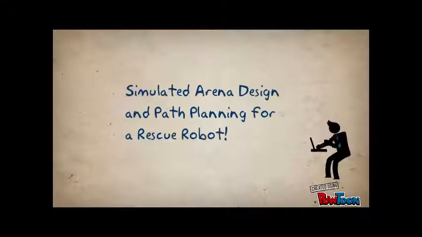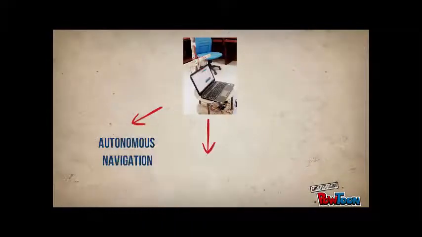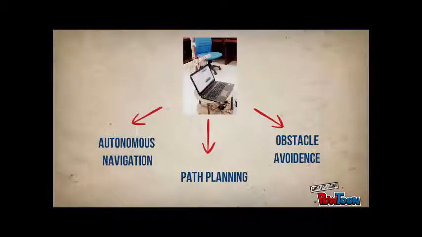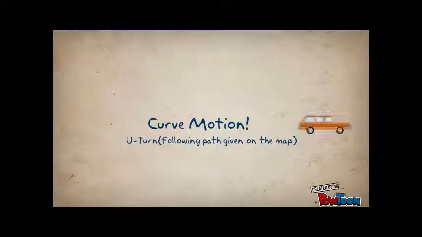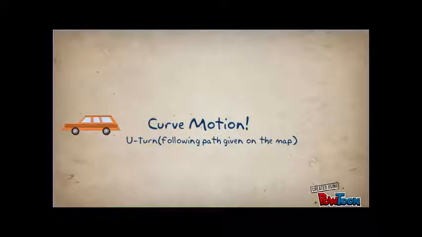design and path planning for our rescue robot. The main modules for our project are autonomous navigation, path planning, and obstacle avoidance. Now, here we're going to present how our robot moves in a curved path following the given map.